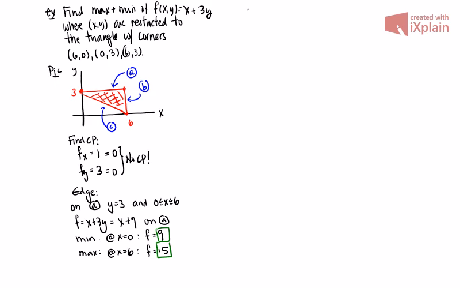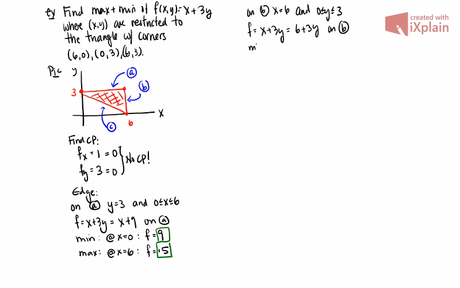So we go on B. On B we see that x is 6, and y is between 0 and 3. So then we ask, what's f? f is x plus 3y. x is 6, so this is 6 plus 3y. Again, this is on B, just to reiterate.